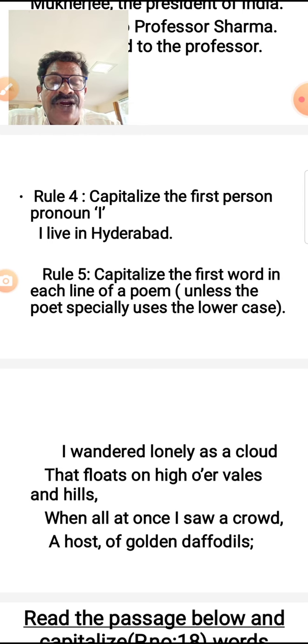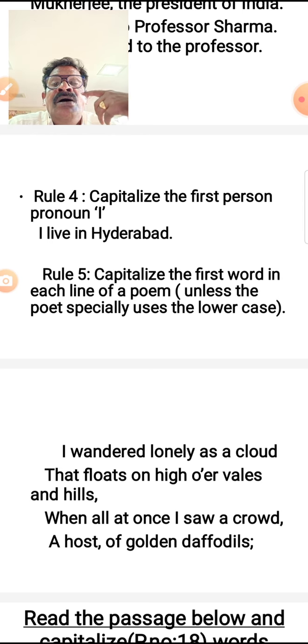So that is why, whenever you are writing a poem, the first letter of each line should start with a capital letter. So these are the 5 rules which are supposed to be followed regarding capital letters.